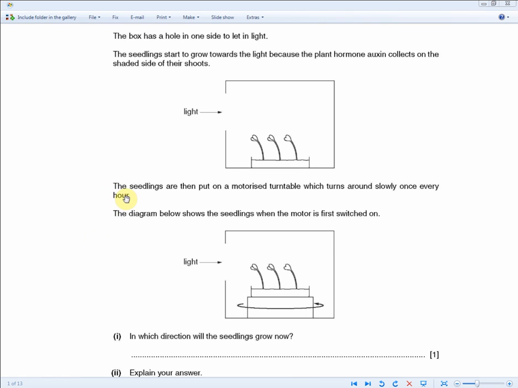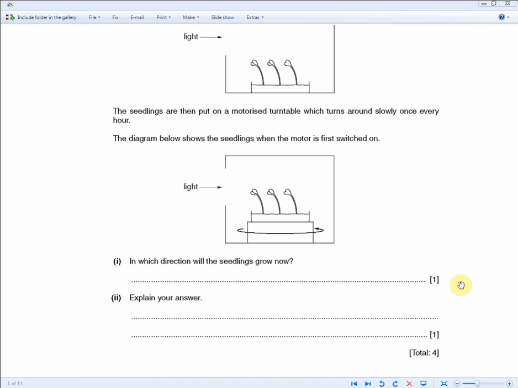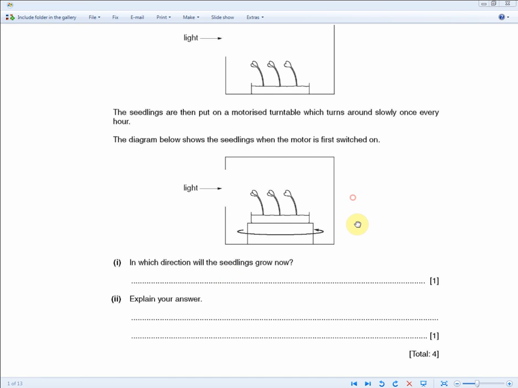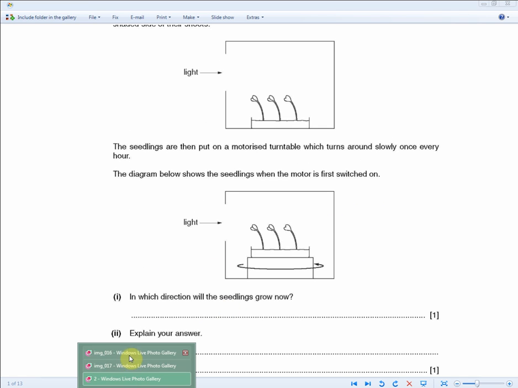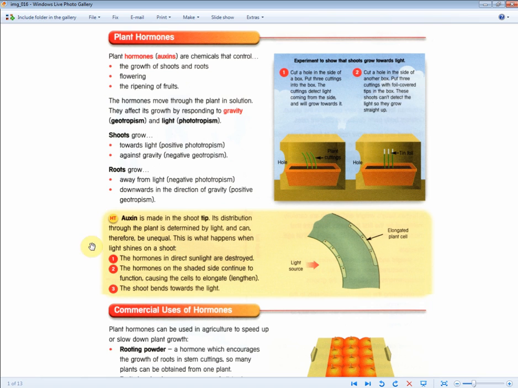So the seedlings are then put on a motorized turntable which turns around slowly once every hour. The diagram below shows the seedlings when the motor is first switched on. Okay, so for 1 mark, in which direction will the seedlings now grow? Well, first we have to recall our understanding of what the auxin is all about, which is this higher tier material here. So auxin is made in the shoot tip. Its distribution through the plant is determined by light and can therefore be unequal.